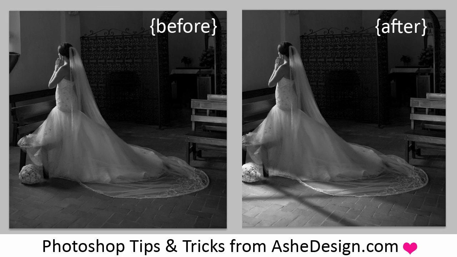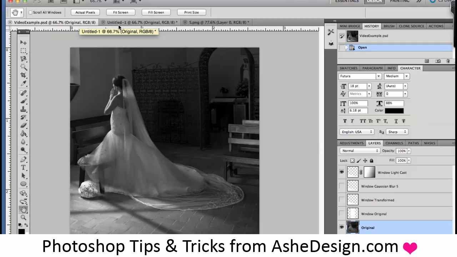Today I want to show you how to use our new light cast sets to add light to your images. As you can see here, I have a beautiful wedding image, and the before does not have the light coming through the window, and the after used our light cast set to add light to our image. I think we're ready to get started, so let's jump over into Photoshop and I'll show you how to add light to an image like this.